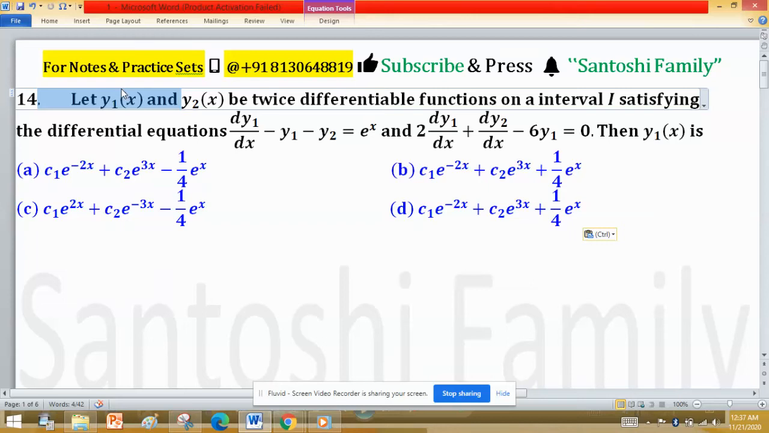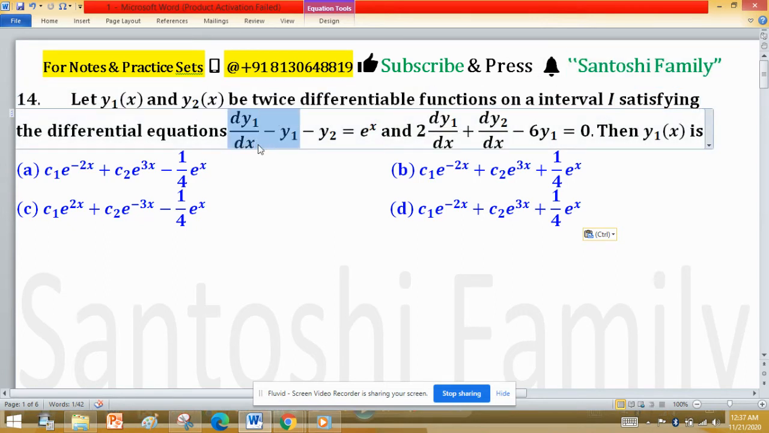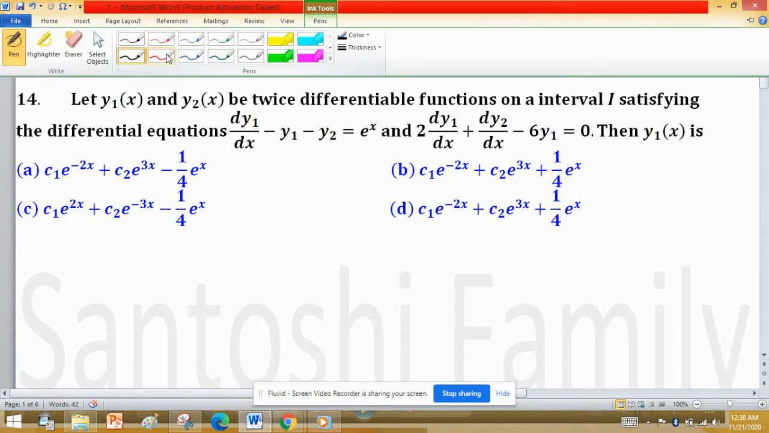Let y1(x) and y2(x) be twice differentiable functions on an interval I satisfying the differential equations dy1/dx - y1 - y2 = e^x and 2 dy1/dx + dy2/dx - 6y1 = 0. Then y1(x) is. Four options are given, and we have to find the right one.